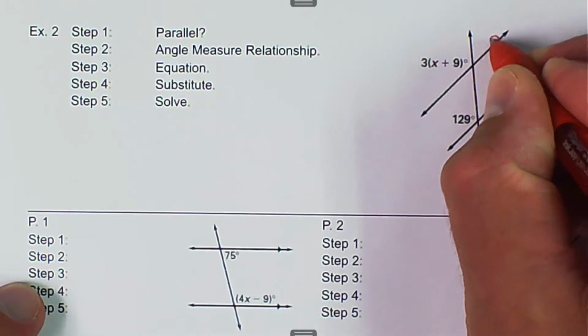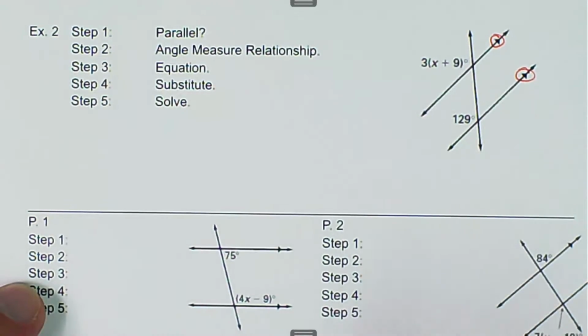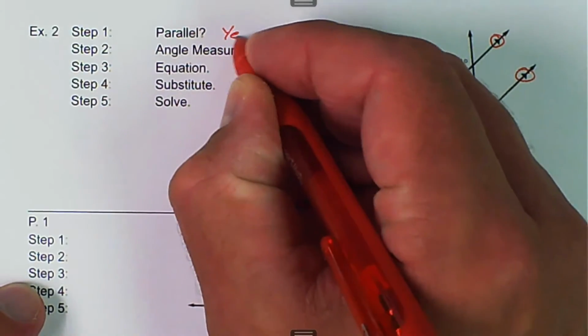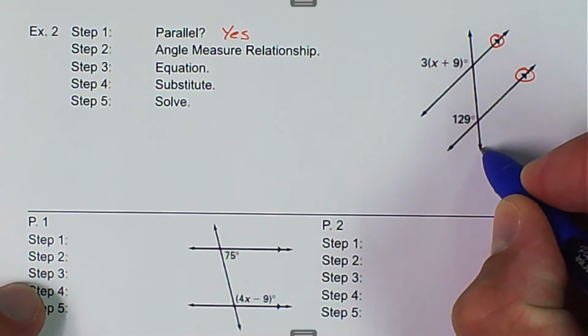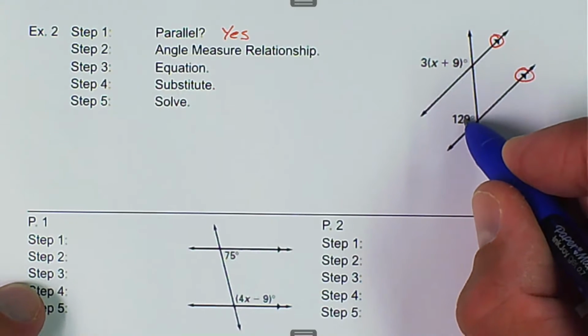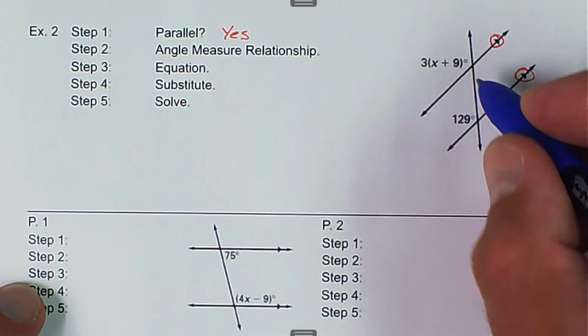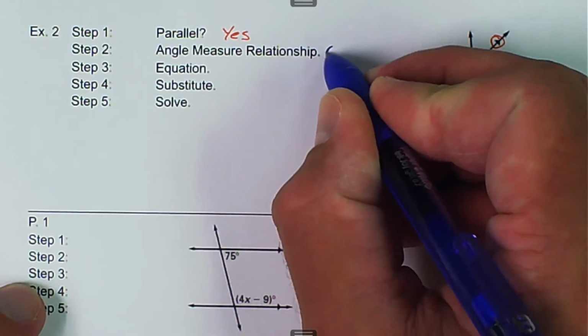But in this case, we see one arrow and one arrow on these two lines. So they are parallel. And then we want to identify the angle relationship. So in this case, if we were driving up the transversal and then we had upper left is 129 degrees, and we're driving along this transversal and upper left. So in this case, we're talking about corresponding angles.